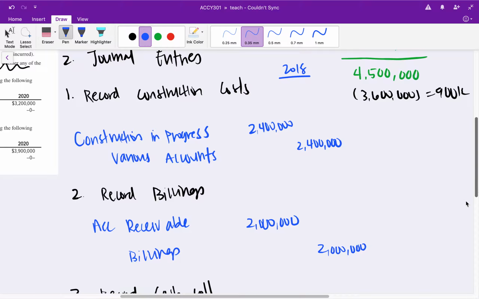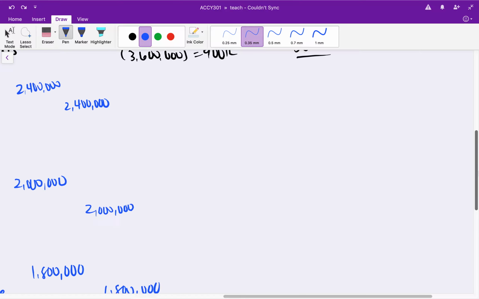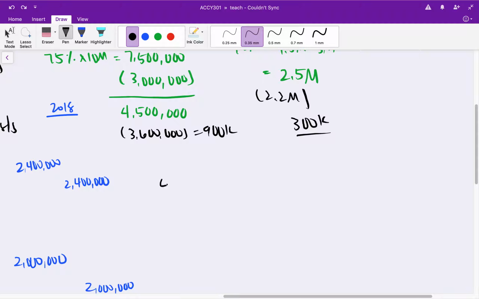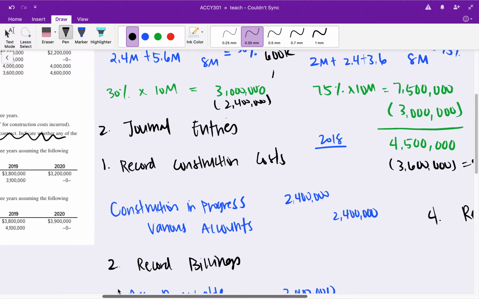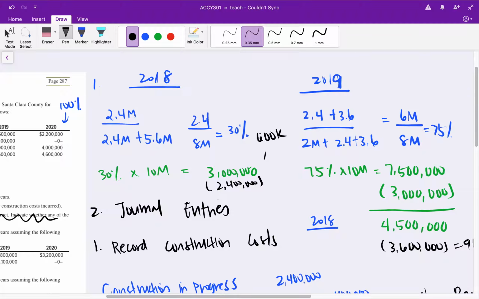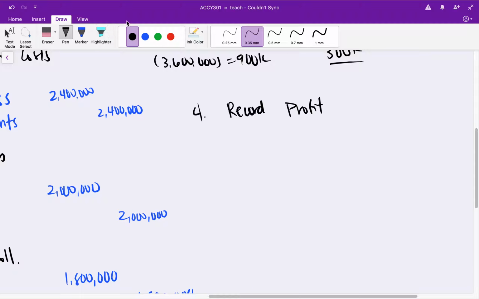And then the last and most important journal entry, those are the three basic ones really that didn't require much calculation, but the fourth one is going to be to record profit. And then you would do this at year end. So remember when I mentioned before, when would we debit the cost of construction? This is exactly when. So profit in 2018 was 600,000. Cost of construction was 2.4 million, and our revenue was 3 million. So we're just going to really quickly plug that into our journal entry.